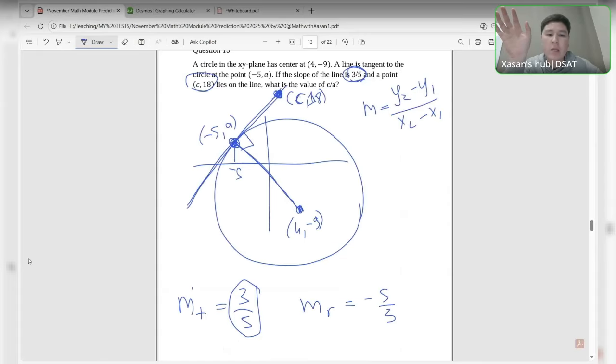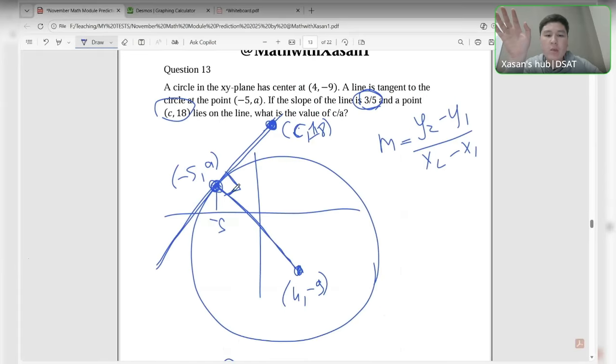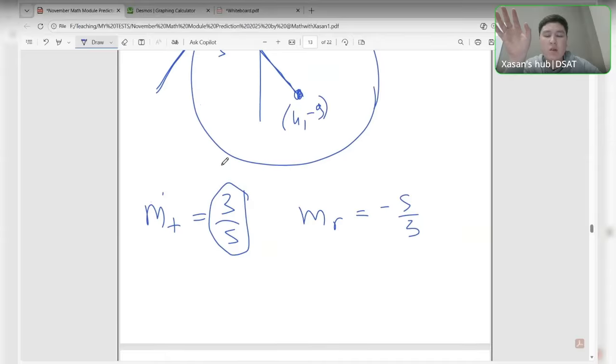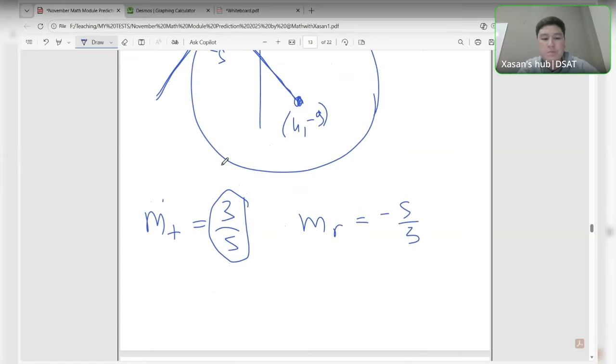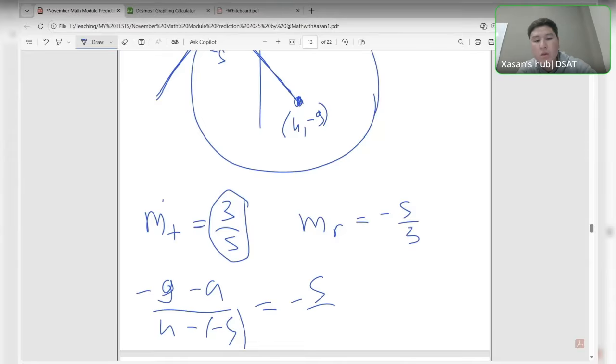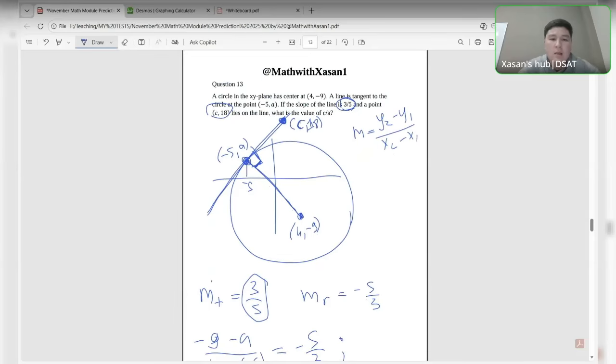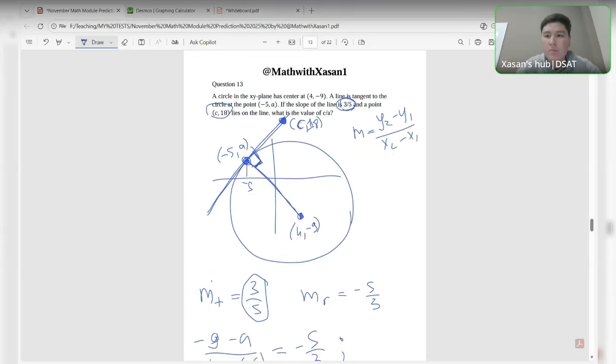You just have to know the radius and the tangent line are always perpendicular. First of all, I got the value of a, and then after, okay, let me write it down here as well. Divided by 4 minus -5 equals -5 divided by 3. And then we use the second slope formula to find the value of c.